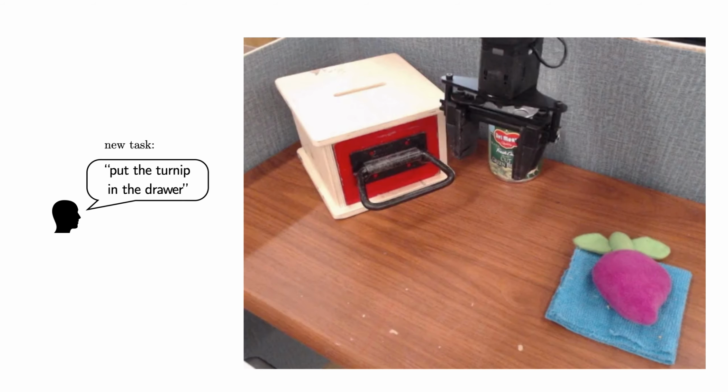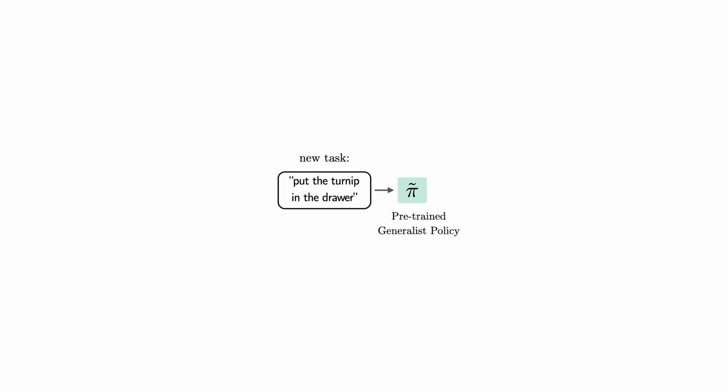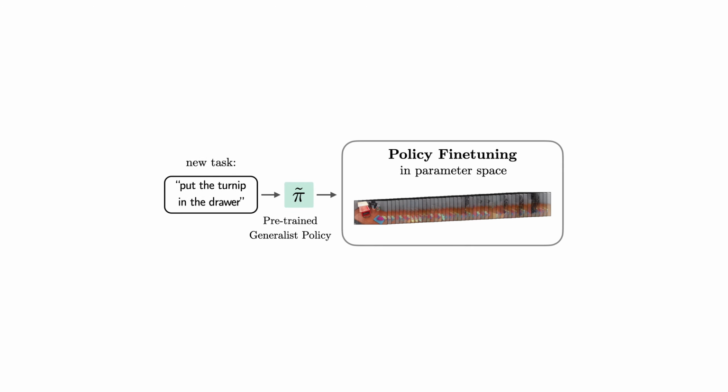Suppose we want a learned robot policy to perform a new task specified with natural language, in this case, putting the turnip in the drawer on this tabletop. One approach is to adapt a generalist policy that has been pre-trained across a diverse set of behaviors. We could then fine-tune the parameters of this policy to the particular task.